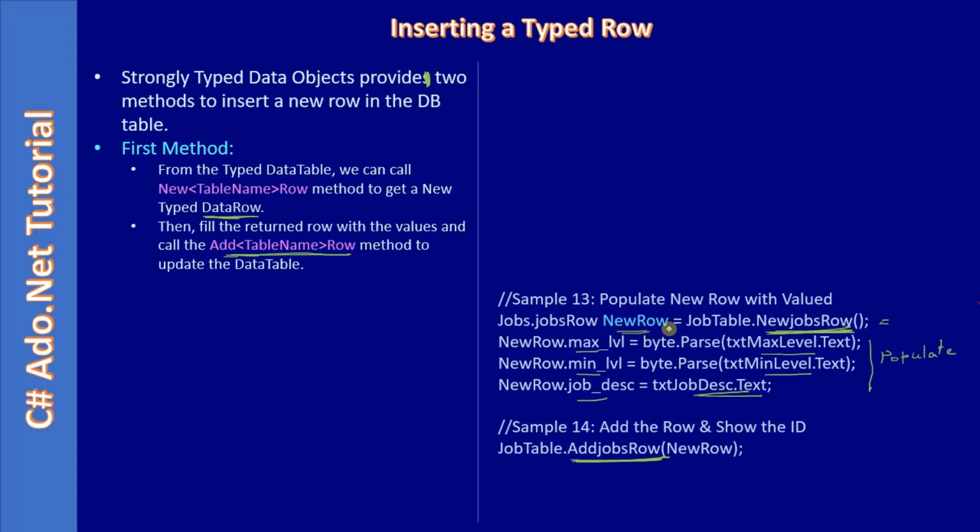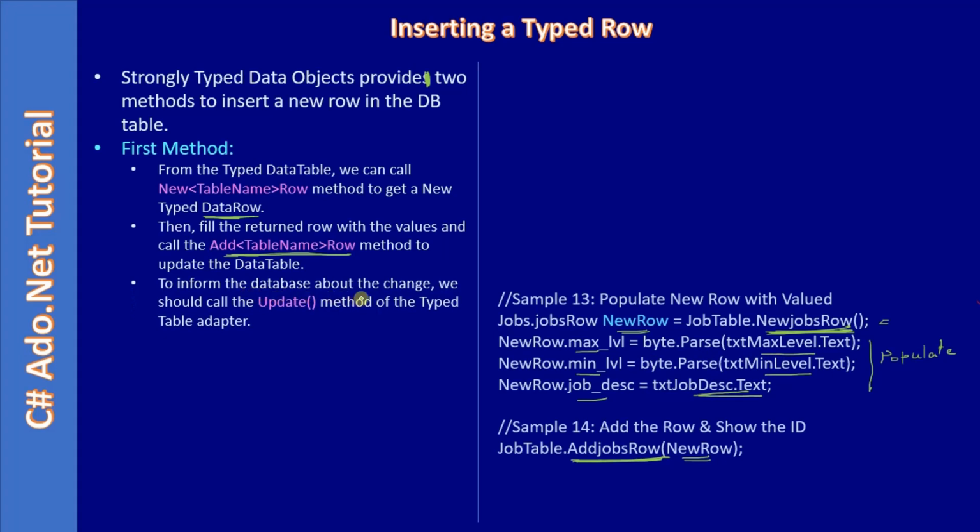And here, if you see new jobs row, that's the two key methods we are using. New job row creates a new job row. After populating it from the same job table, that's where we retrieved it, right? We add the new row. So here we have the new row, and we are populating it to our collection.